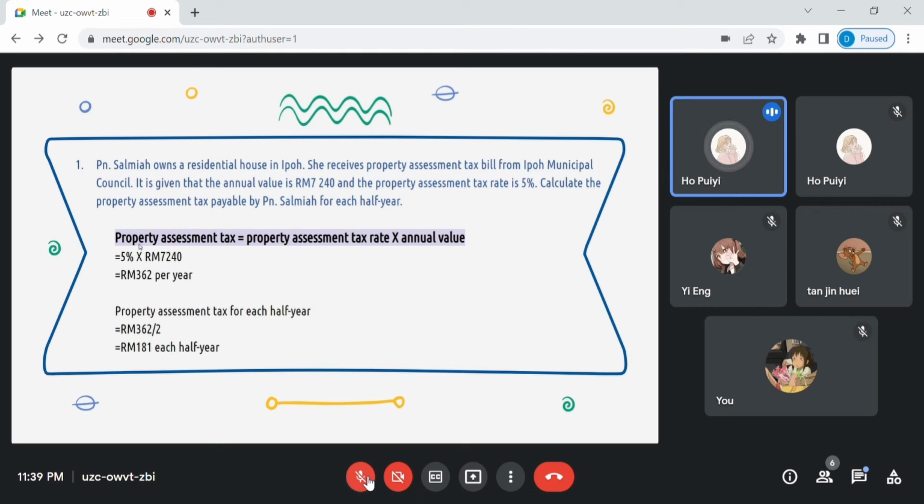Based on the formula given, property assessment tax equals property assessment tax rate multiplied with the annual value, which is 5% multiplied with 7,240 ringgit, the annual value of Puan Samya's residential house in Ipoh. That's a total of 362 ringgit per year. In order to calculate the tax payable by Puan Samya for each half year, we have to divide the total 362 ringgit by 2 and get a total of 181 ringgit each half year.